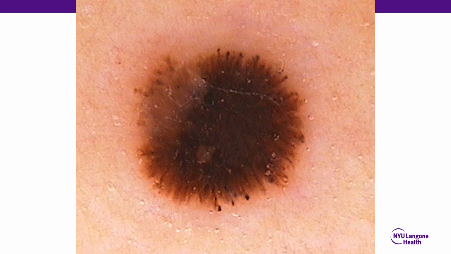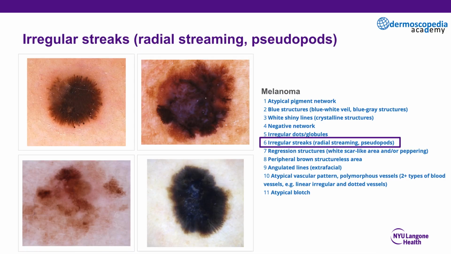In this melanoma, let's focus on the periphery. So you can see some irregularly distributed streaks, and you can also see some lines with a little circle or almost a little club or head at the end of it. These irregular lines at the periphery are known as irregular streaks. When you see the line with a little circle or head at the end of it, that's called the pseudopod.